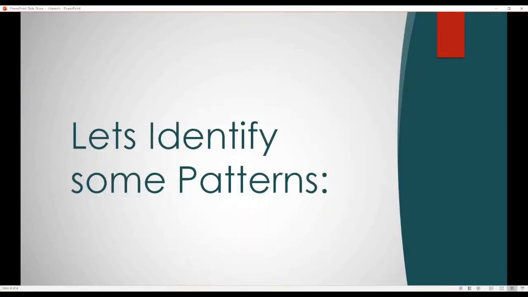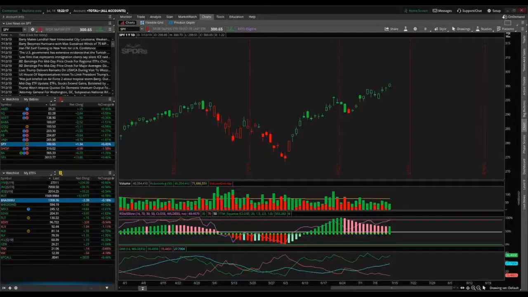So what does this all look like? Now let's try to identify a few patterns. We're just going to look at some charts. I'll be looking at the S&P. So looking at the S&P, just a quick look.